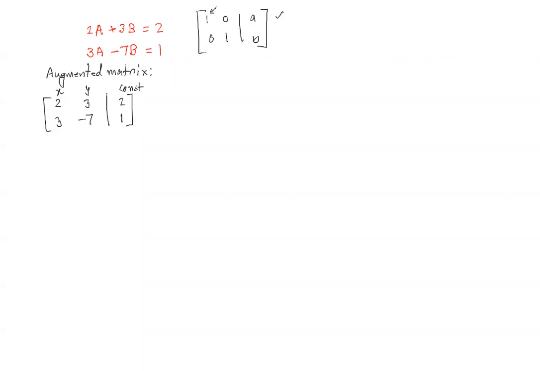There are 3 rules. You can multiply any row by any non-zero constant. Okay, rule number 1, you can multiply a row by a non-zero constant. Number 2, switch any 2 rows.